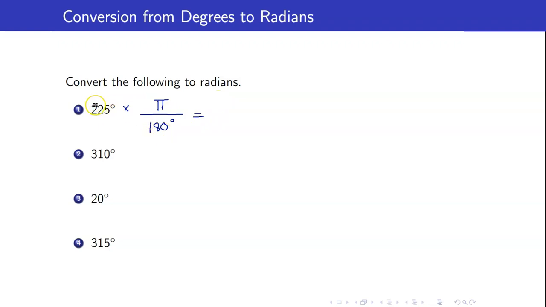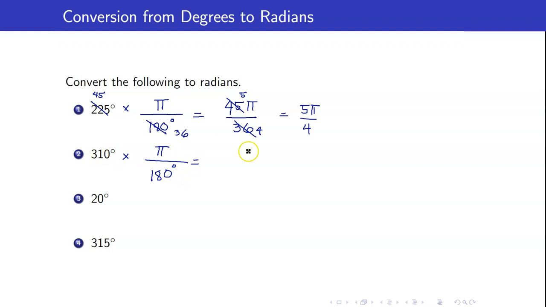225 and 180 are both divisible by 5. So, therefore, this becomes 45 and 36. So, let me just write that here. 45 pi over 36. But this is still divisible by 9. So, therefore, this becomes 5 and 4. So, our answer is 5 pi over 4. Next is 310 degrees. Again, we multiply it by pi over 180 degrees. So that's why the degrees will get canceled out. Both are divisible by 10. So this becomes 31 over 18 pi. This is already in simplest form.